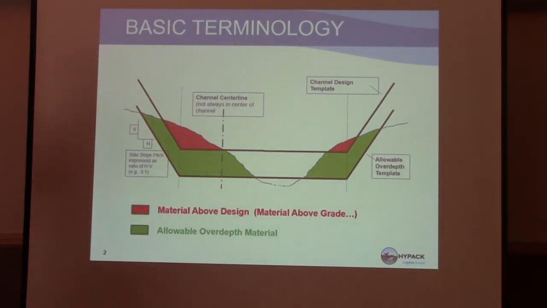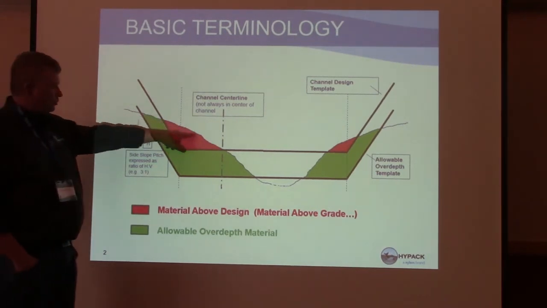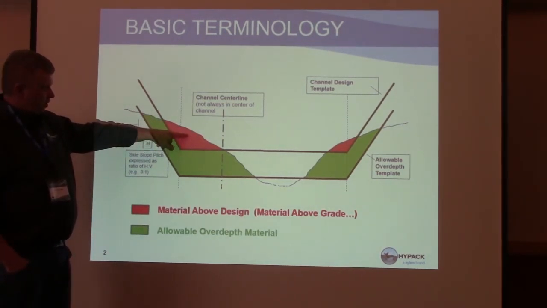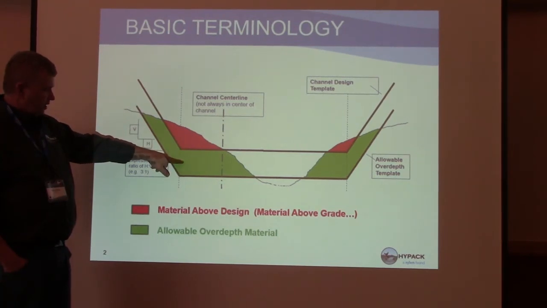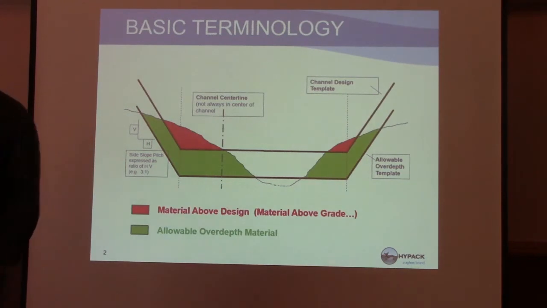Basic terminology. You have the vertical and the horizontal. Here's your survey data: volume above design, volume in the over depth that's allowable, and then you have a void that would be below that, right?